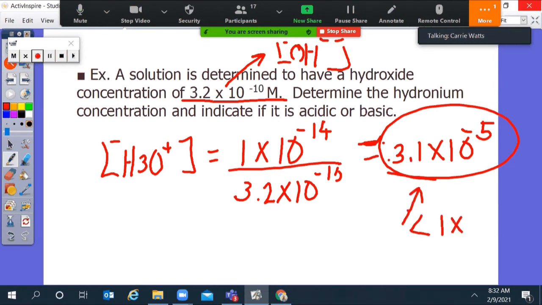3.1 times 10 to the negative 5th is greater than 1 times 10 to the negative 7th, which makes it an acidic solution. So both of these happen to be acidic.